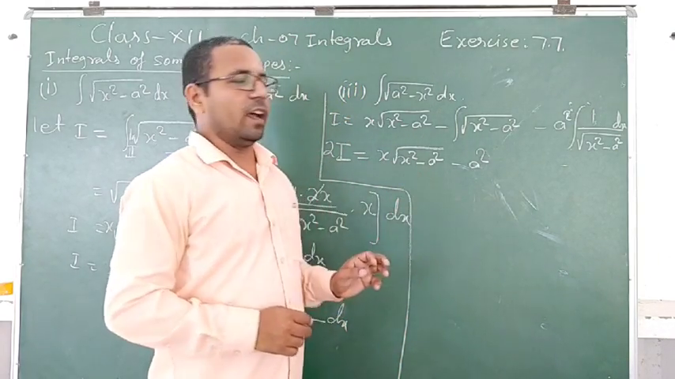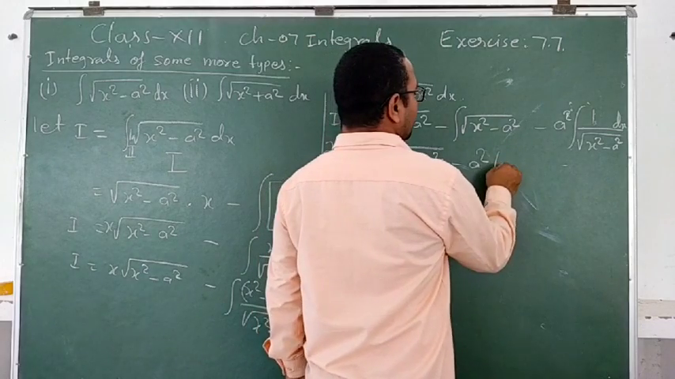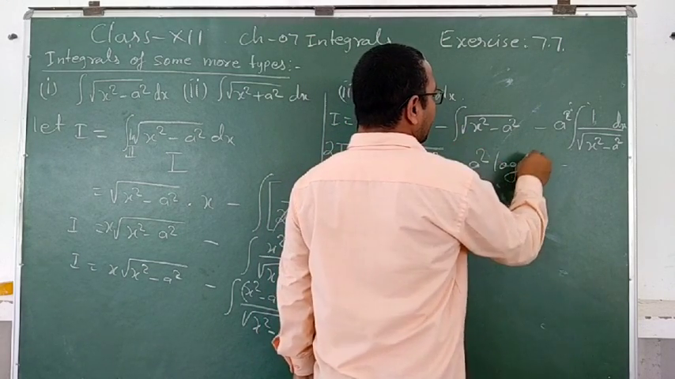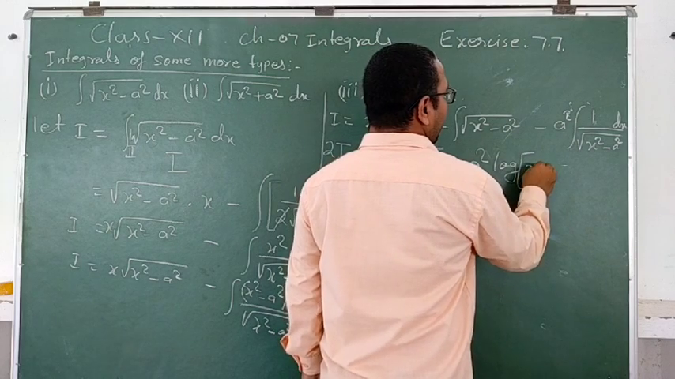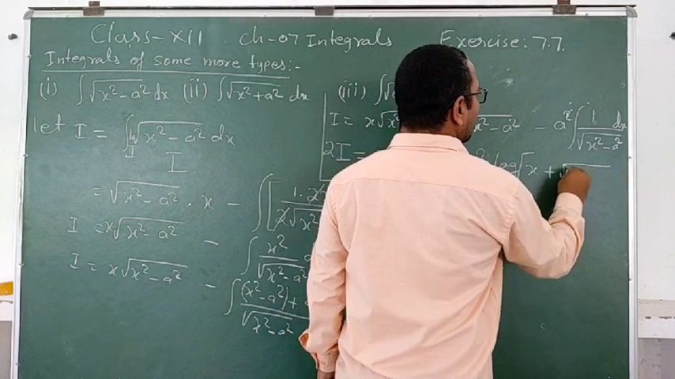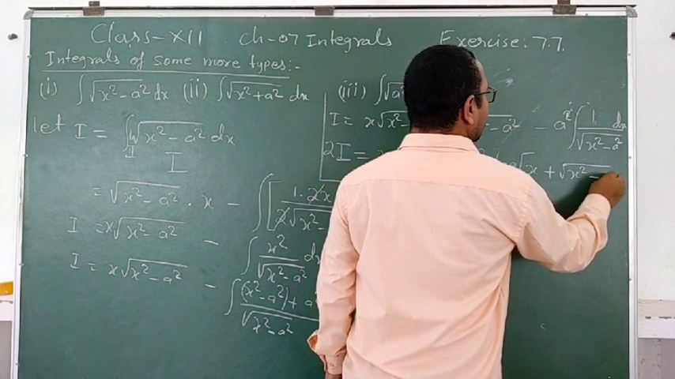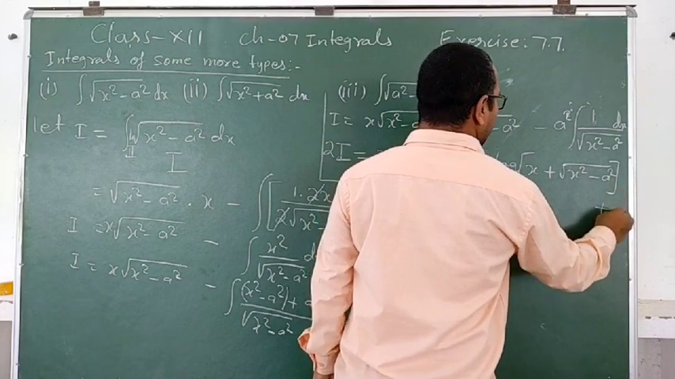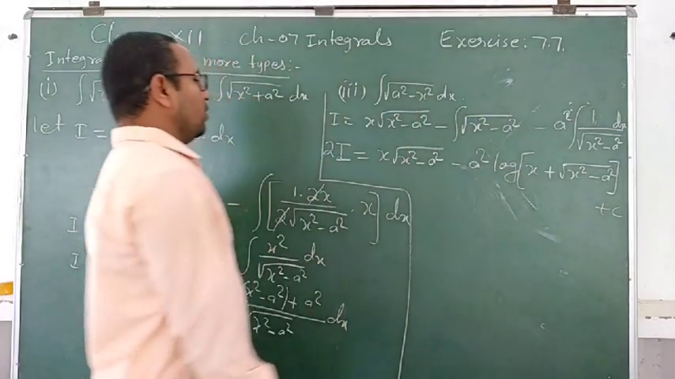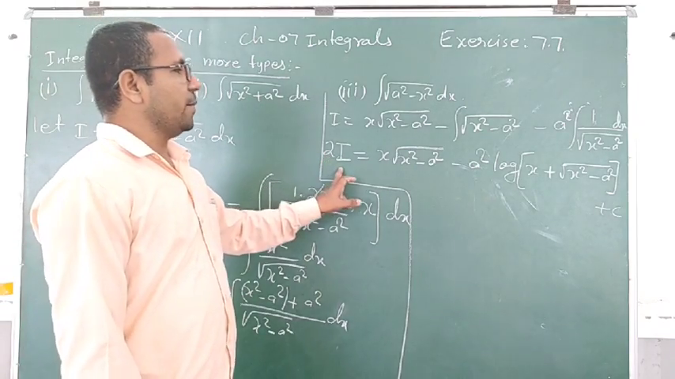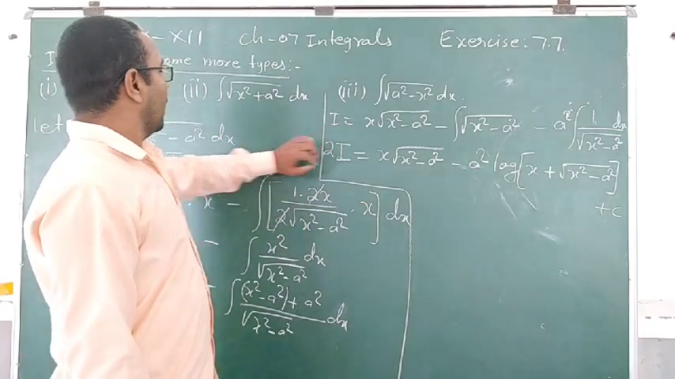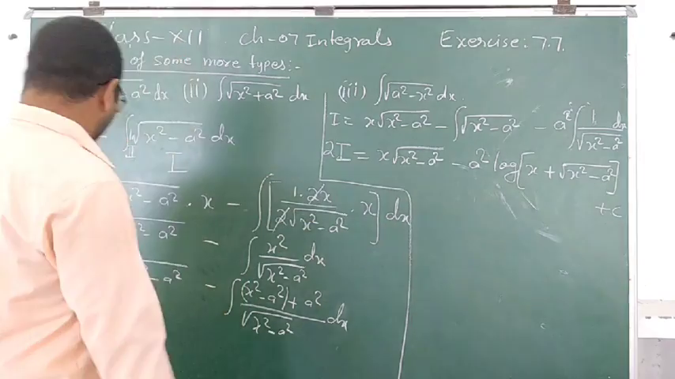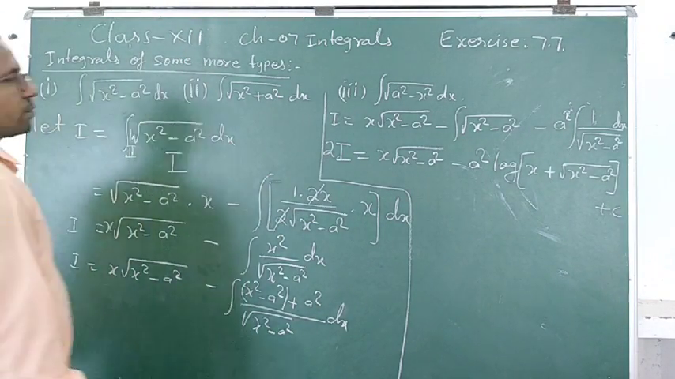So what was the formula? That was log of x plus root x square minus a square, and use it here plus c. So now students, what do we have to do here? These two are in multiplication. We want the value of I. So these two should go in the division.